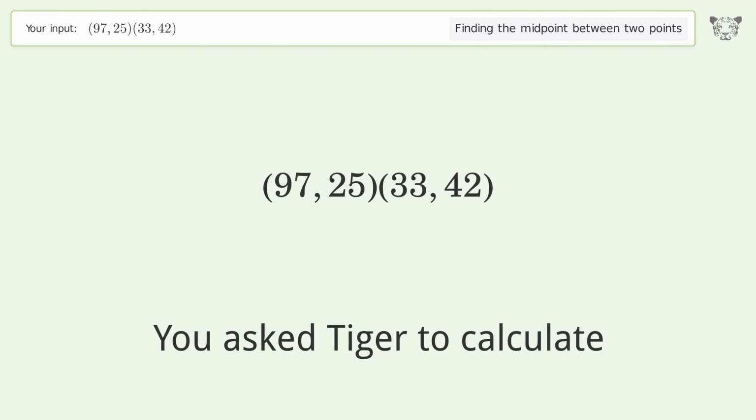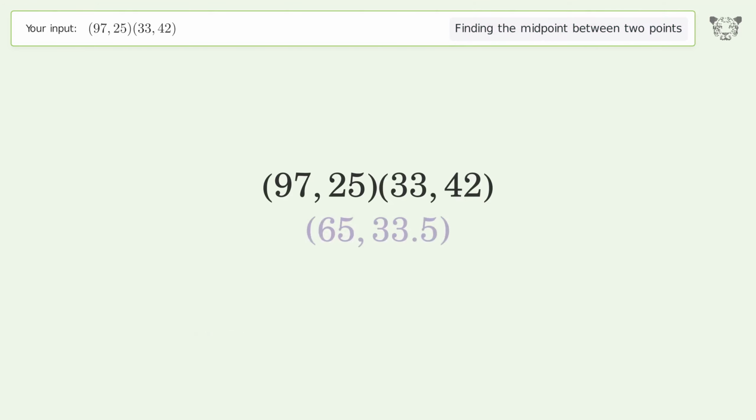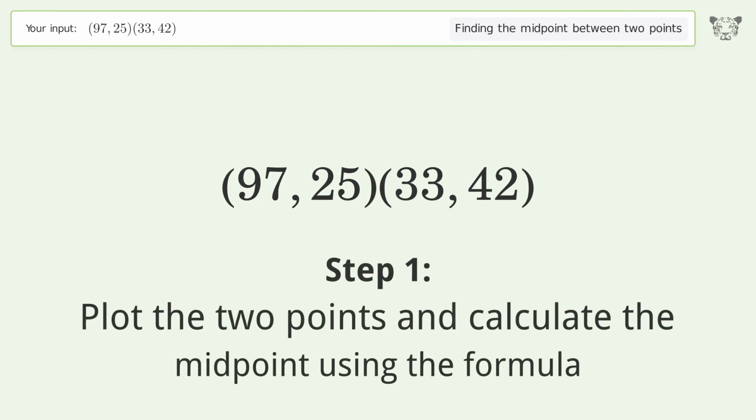You ask Tiger to calculate. This deals with finding the midpoint between 2 points. The midpoint between the 2 points is 65, 33.5. Let's solve it step by step. Plot the 2 points and calculate the midpoint using the formula.